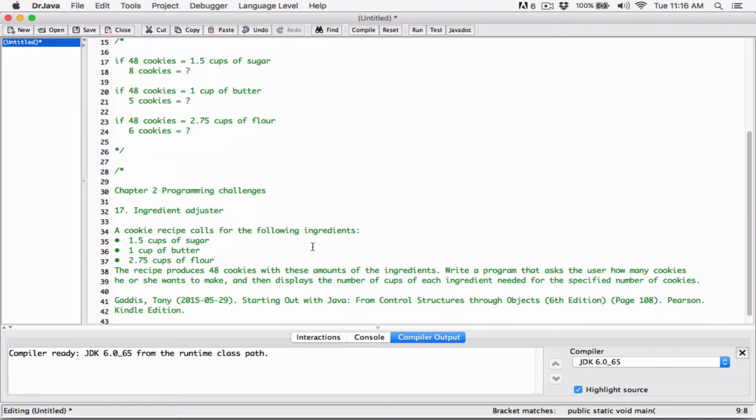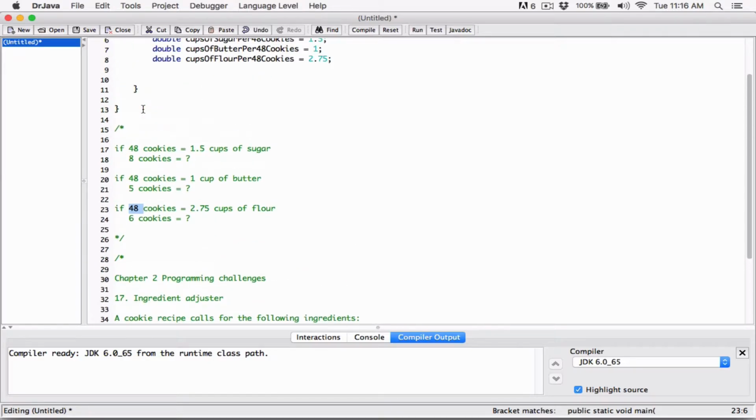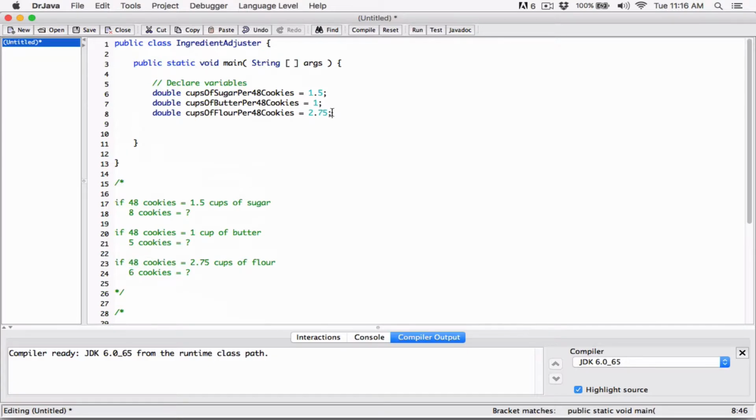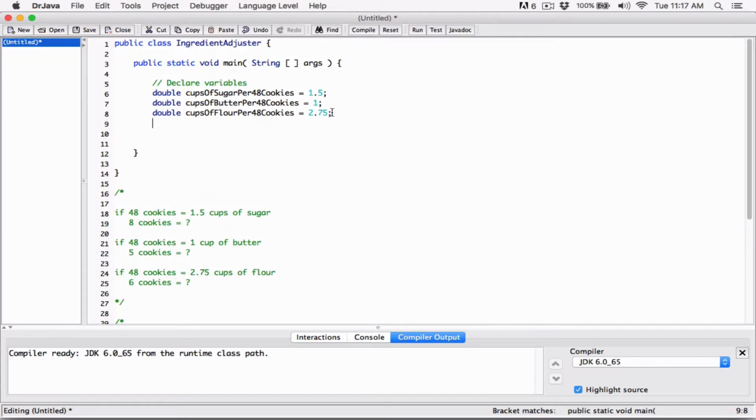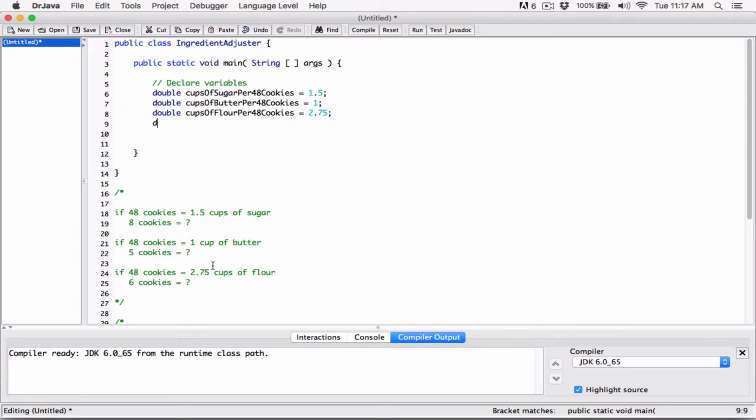All right, so the next variable I like to store a value in is the 48 cookies. I don't have to, but I like to store the values in variables just to make it organized and clear. I'll call it regular batch of cookies, because for every 48 cookies you need these ingredients. So that's a regular batch of cookies, and that's an integer. So int regular batch of cookies is equal to 48.